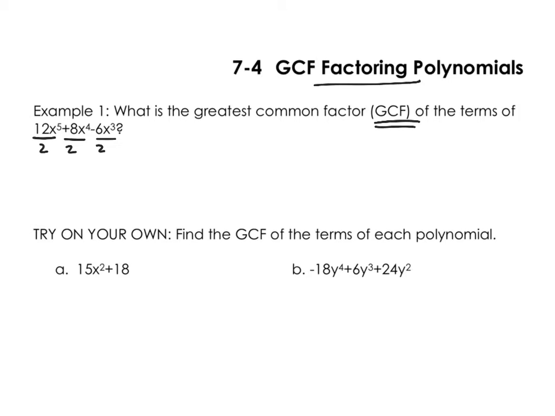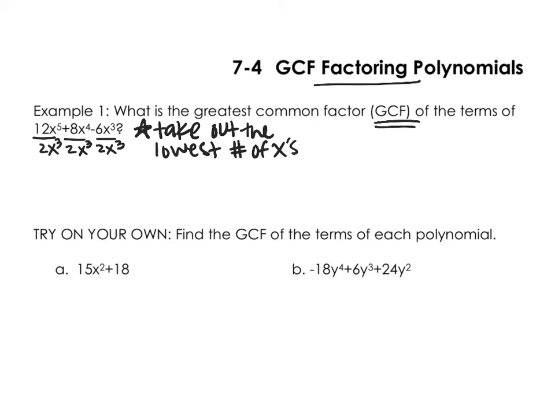I also want to take out as many x's as I can. When I'm doing this, I would write yourself a note: you're always going to take out the lowest number of x's. If you don't have any x's, that's your lowest, so you're going to take out no x's. In this case, our lowest amount of x's is x to the third, so I'm going to take out x to the third from every single one of these. So my GCF is 2x to the third. That's what I'm dividing out of all three parts of this polynomial.